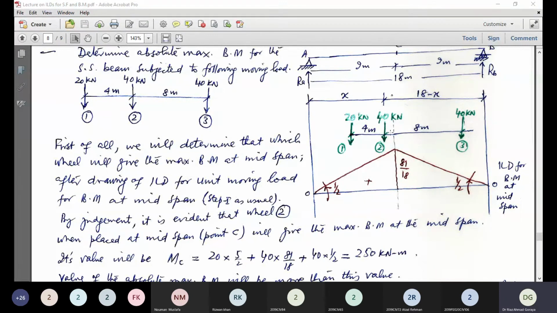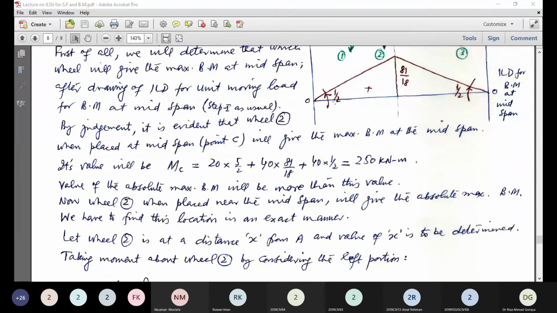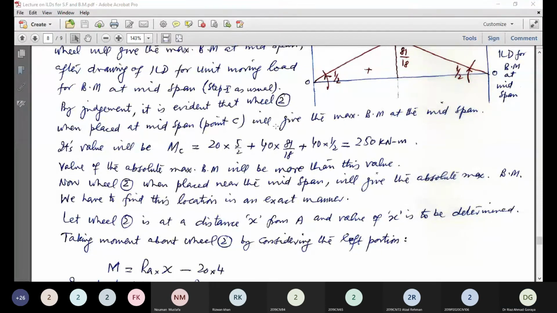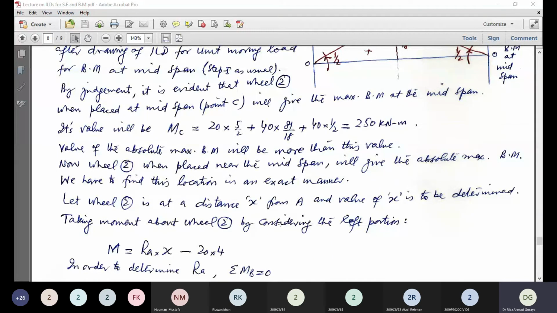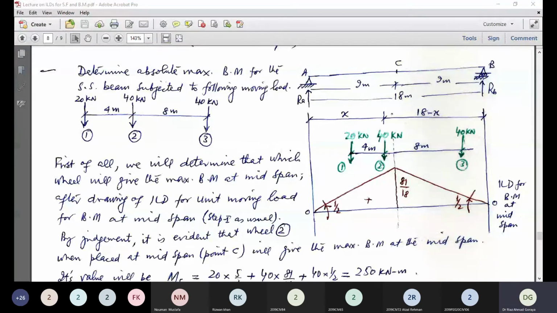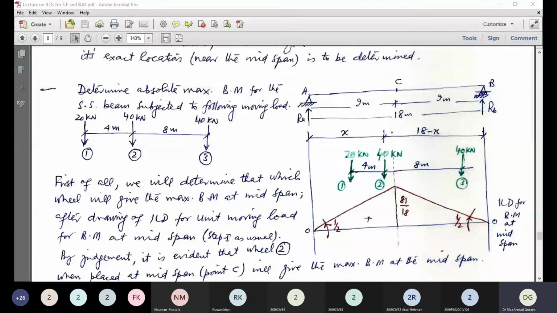Now this wheel 2 is at a distance of x near the midspan, and this is 18 minus x. Since we have to find the value of x, we have placed wheel 2 near the midspan. We don't know what this value of x is. This is yet to be determined. Let wheel 2 be at a distance x from A, and the value of x is to be determined. Now, taking moment about wheel 2, by considering the left portion, this portion.